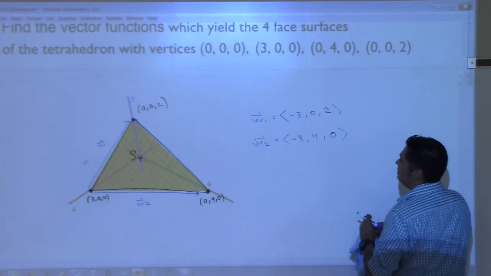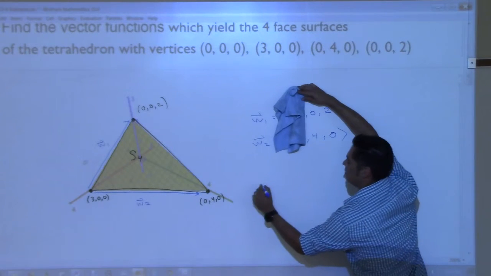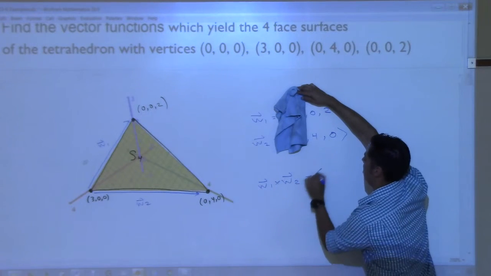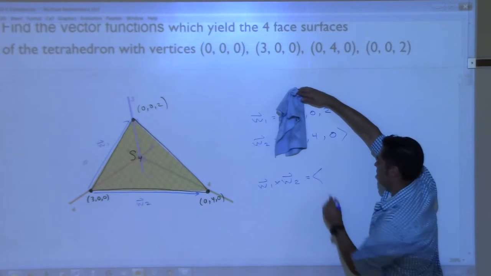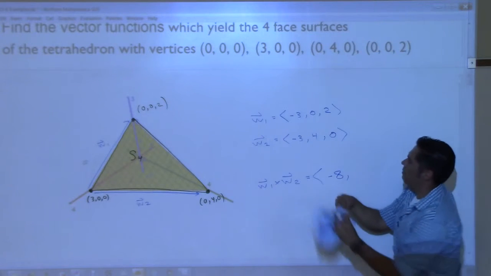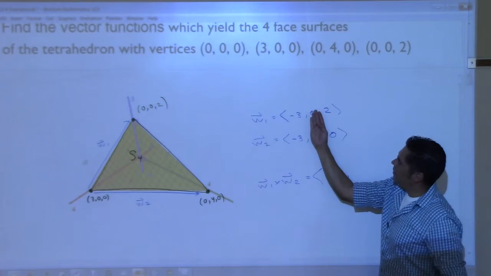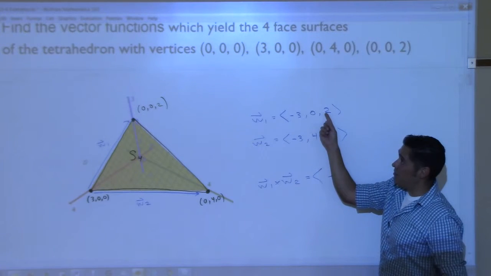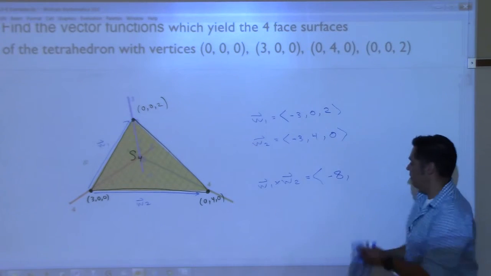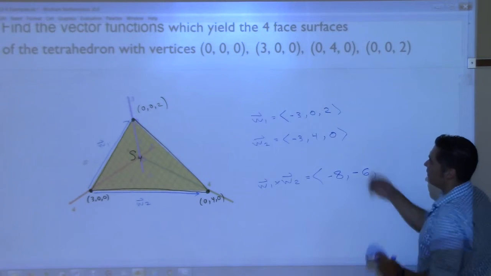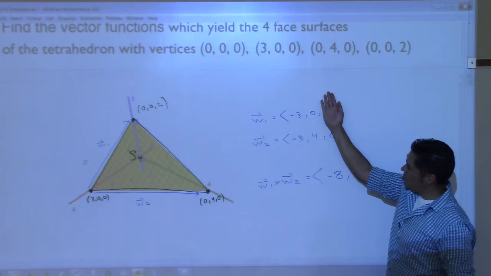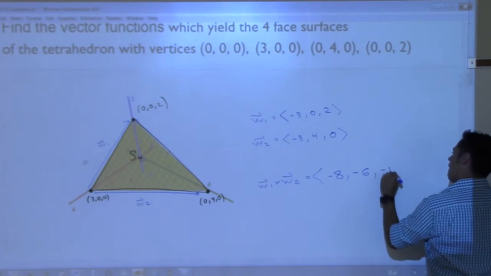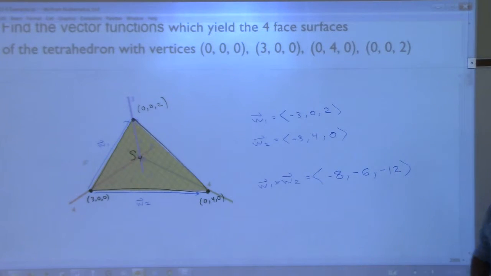So when I cross these, what's the first component? When I do W1 cross W2, it is -8. And then I cover up this one. -6. So this is 0. Minus -6 is +6, but then you have to change the sign. So -6. And then last one, -12. That's a normal vector, right?